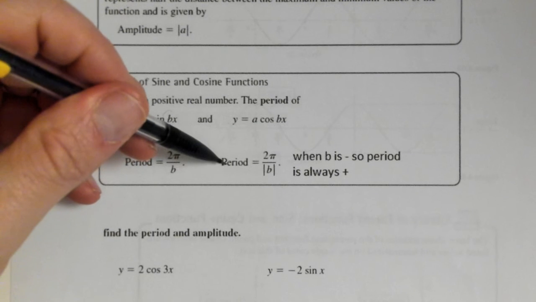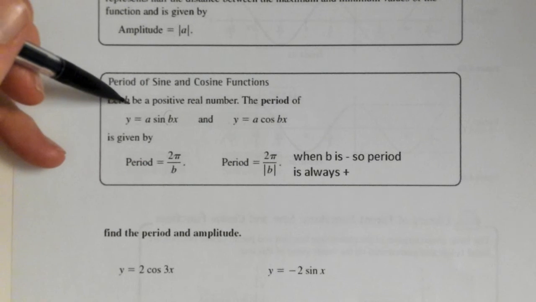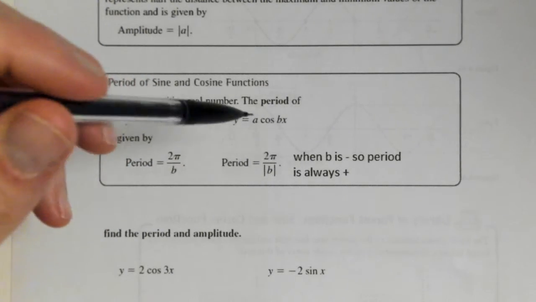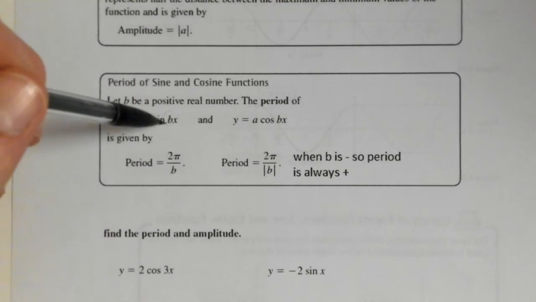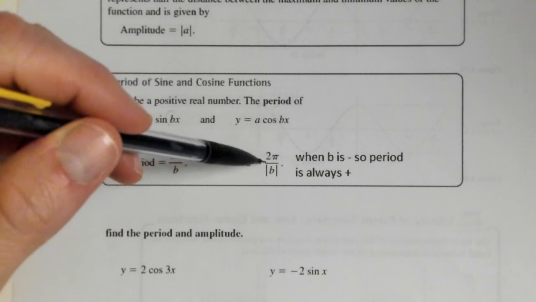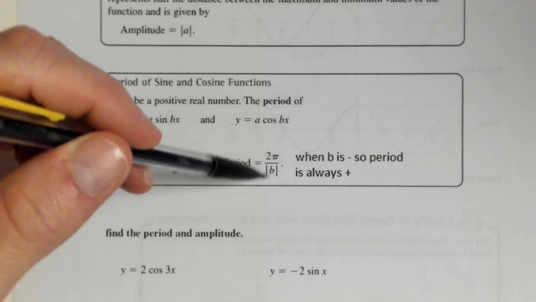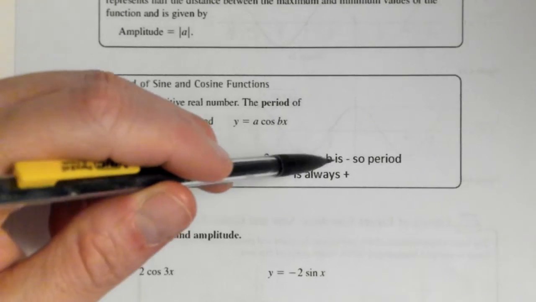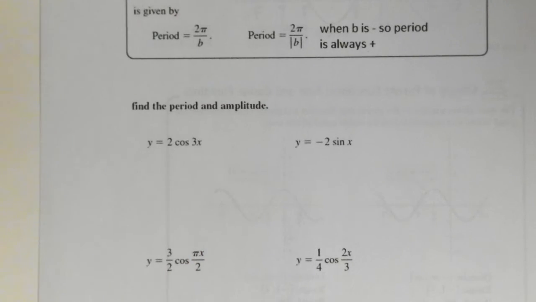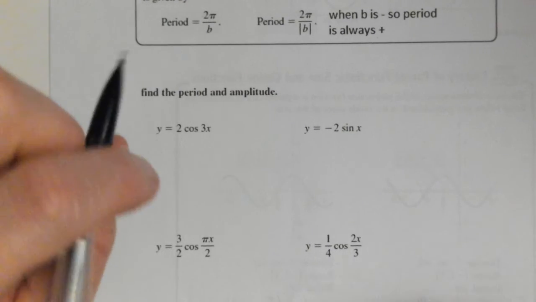And I'm just throwing this in here also. I know for this definition it says let B be a positive number, but if you do run into some situations where you've got a negative number in here, then when you calculate the period, you just take the absolute value of that number so that the period is always positive, right? Okay, so let's do some examples here and see what we can come up with.